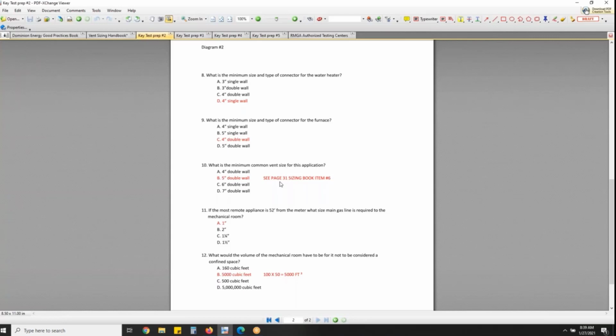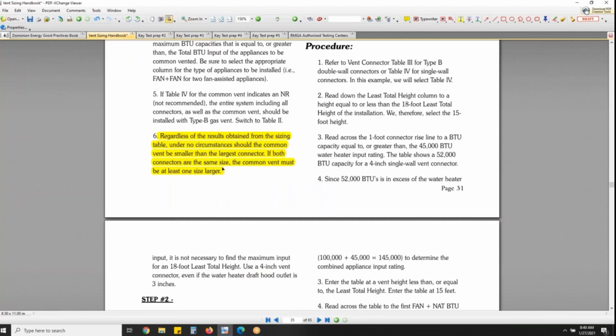But that is an old code. It has changed. If you found in the book that 4-inch double wall worked as your common vent and that's what you picked, you're good. You did a good thing. You got it right. This is an old code. It's not in the IFGC or the good practices book anymore, but I just wanted to explain because I give you this book and this is an older book and that old rule is still in there. That's where it came from.